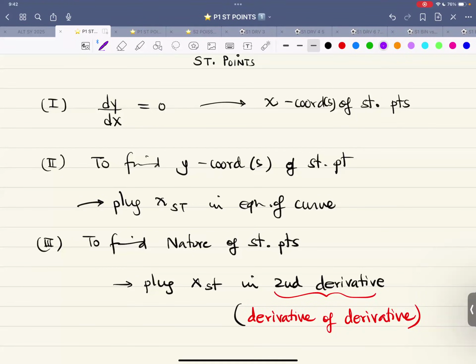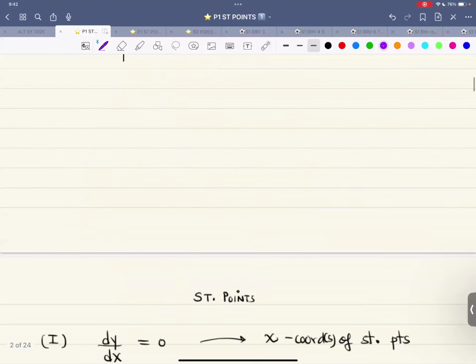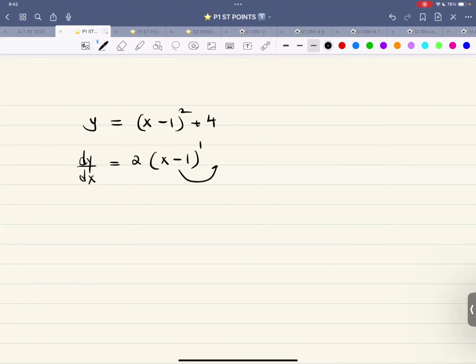Okay. So now let me apply the same knowledge. That is (x minus 1) whole squared plus 4. So let me write it over here. y equals (x minus 1) whole squared plus 4. dy by dx, that is the first derivative: 2 comes down, x minus 1 remains as it is, power reduces by 1, derivative of the bracket is 1, and derivative of 4 is 0. So this is the first derivative.